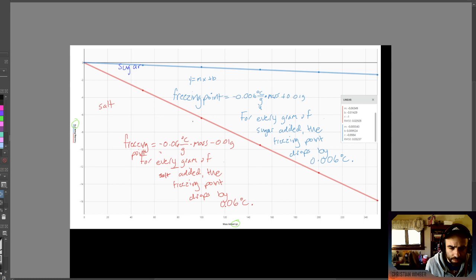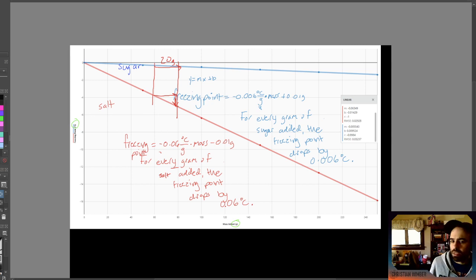And we can see this a few ways. You can see it by just looking at the slope, but even if you just look at these two lines, adding 20 grams of sugar doesn't really do much to my freezing point. But look what adding 20 grams of salt does. It changes the freezing point a bunch. In fact, it seems to change it about 10 times as much.